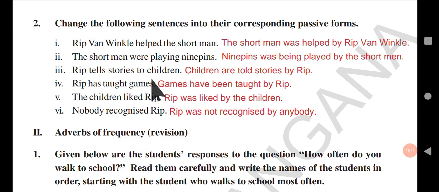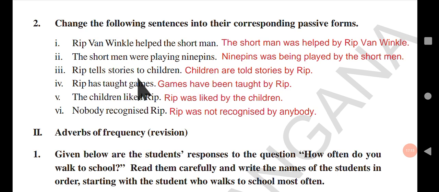Rip tells stories to children. What is the subject here? Rip. The verb is tells, and you can consider both objects here. Children will be the direct object, stories is the indirect object. Okay, he tells to whom? So that becomes the direct object. So you have to consider the direct object here, children.